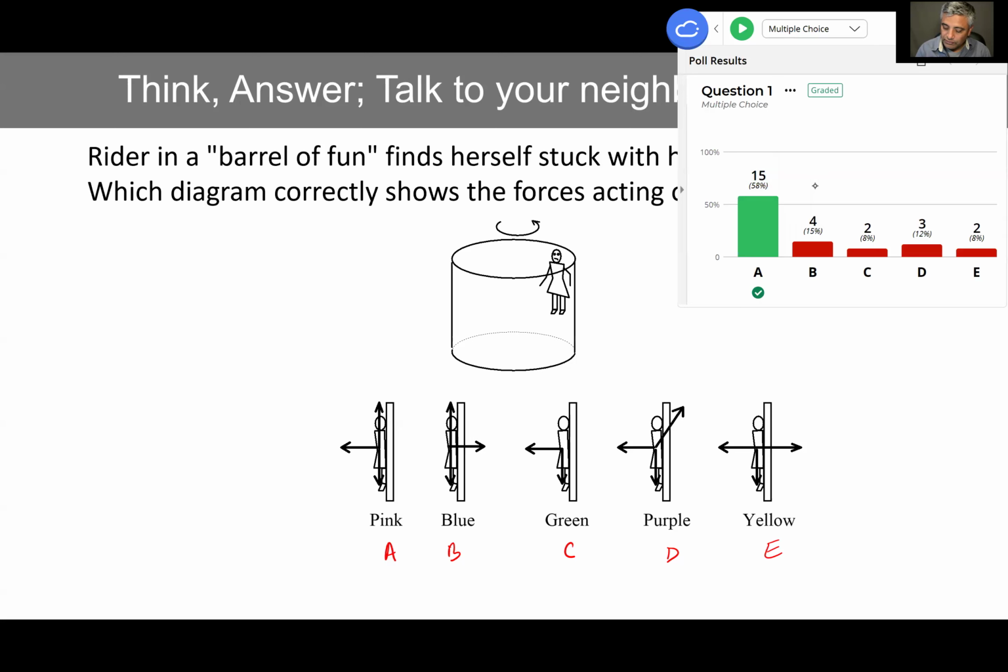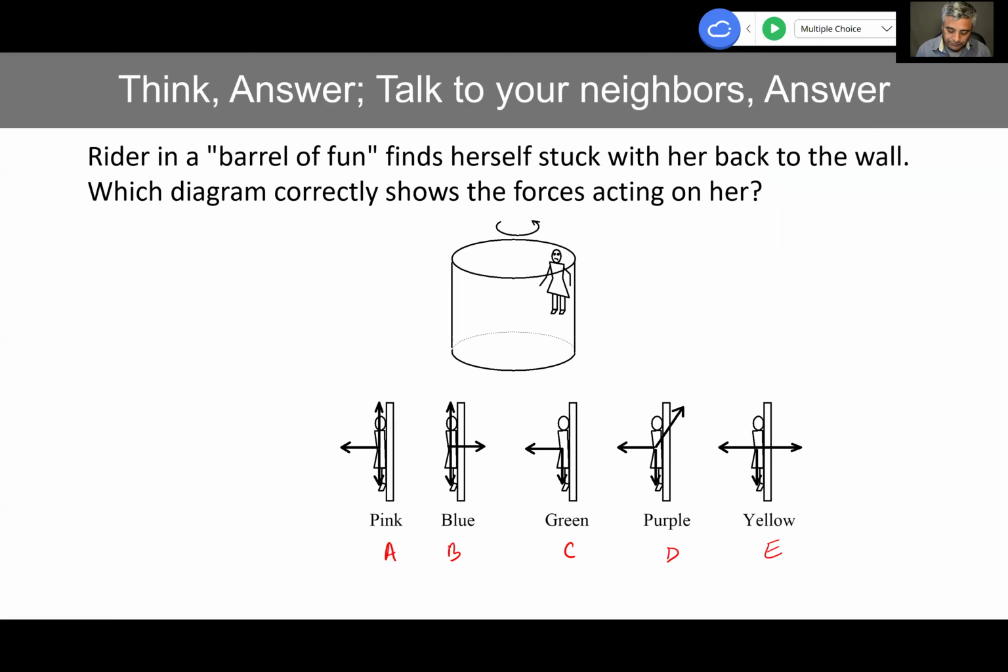So A, mostly, that is the correct answer. This force does not exist because nothing is pushing this person on the wall. We cannot see that. But since the person is stuck on the wall, there is going to be a normal force from the wall. That represents this. Let's write lowercase n. Normal force and weight are always there.